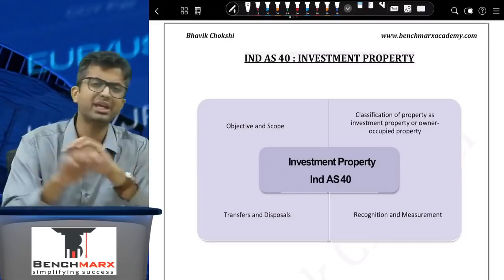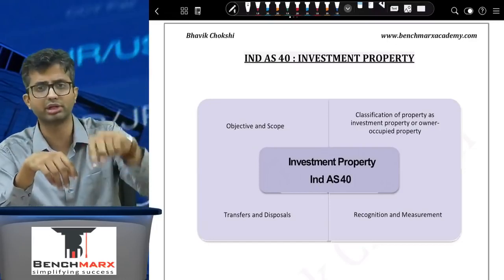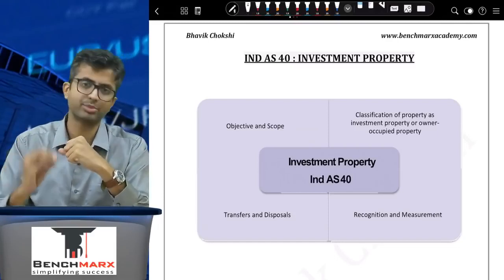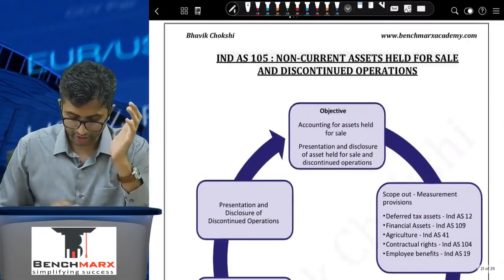The accounting will be exactly similar as PP, just that you will have to follow the cost model. Revaluation model in India has been prohibited. You just cannot follow it. However, the fair value has to be disclosed. Remember, the building component of investment property will still be depreciated. Okay, so that is investment property.